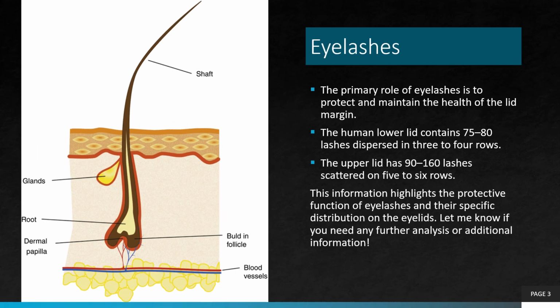Eyelashes play an essential role in protecting our eyes and maintaining the health of the lid margin. On the lower lid, we typically have around 75 to 80 lashes arranged in 3 to 4 rows. Meanwhile, the upper lid is more densely populated with 90 to 160 lashes spread across 5 to 6 rows. These lashes are carefully positioned to help protect our eyes from dust, debris and other potential irritants, ensuring our eyes stay healthy and well protected.